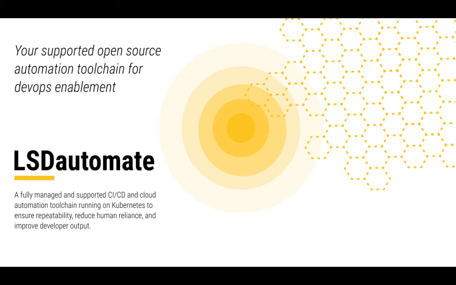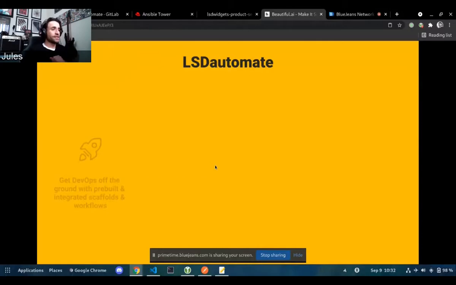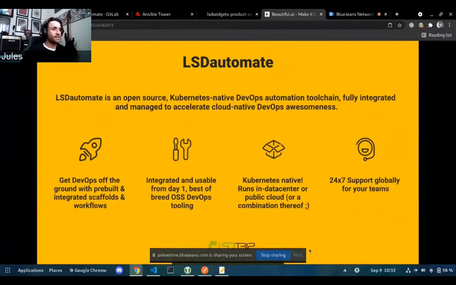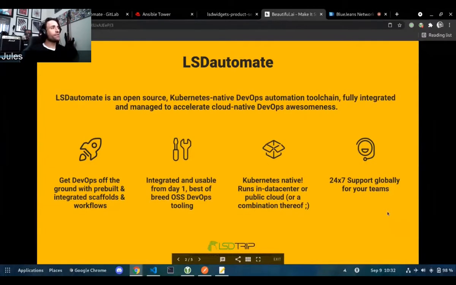Okay, good. I'm going to quickly run through this. I have quite a lot of moving pieces to this demo. I'm going to run through a little bit of context around what LSDautomate is and how the likes of GitLab and Ansible Tower fit in and integrate. And we're going to be showing some of that pattern, amongst other things.